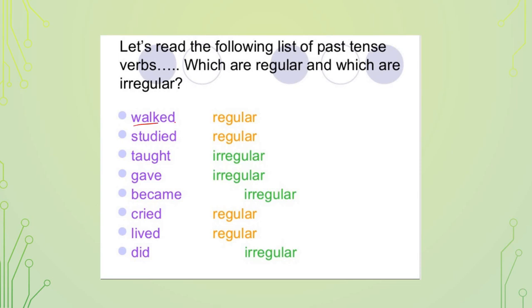Other than that, walked, played, all these, they follow the rule. So they are not that difficult for you. You will easily remember them. Live, lived, cry, cried, study, studied, walk, walked, play, played. These are the easy ones. But other than that, the irregular ones, you will have to remember because they're not following the rules.